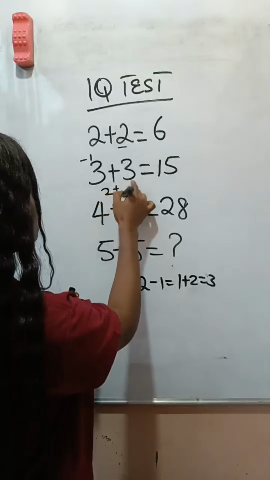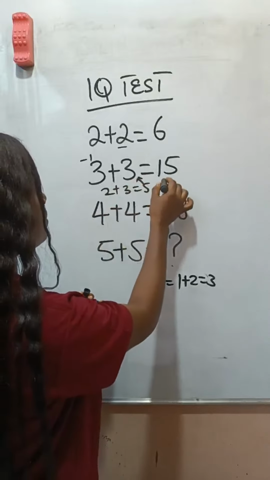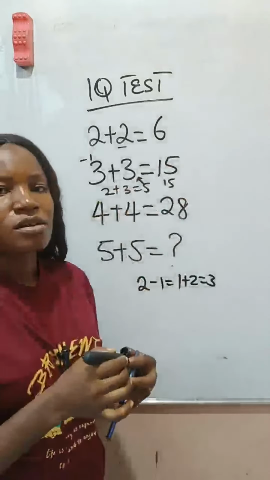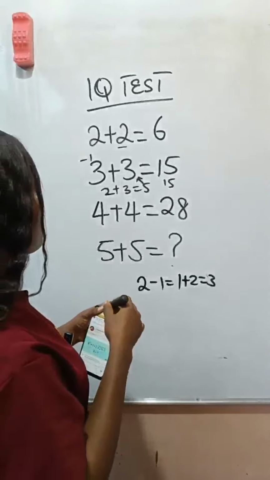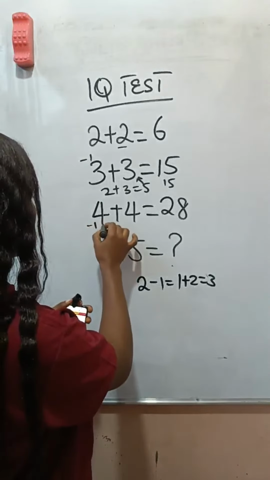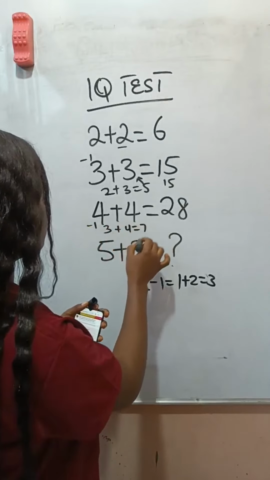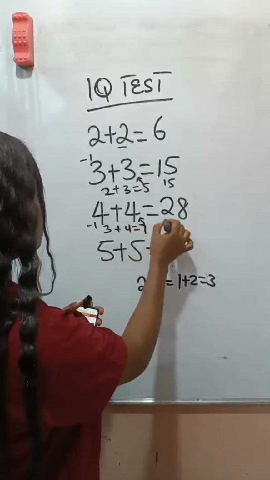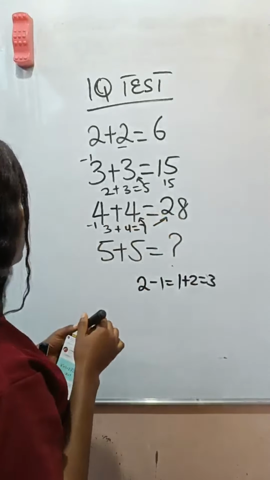If I add this 2 to this 3, I will have 5. And if I multiply this 5 and this 3, I will have 15. So it seems that we have a pattern now, right? So let's go again. 4 minus 1 will give me 3. Now 3 plus this 4 will give me 7. And 7 times this 4 will give me 28. Okay, so that's the pattern then.